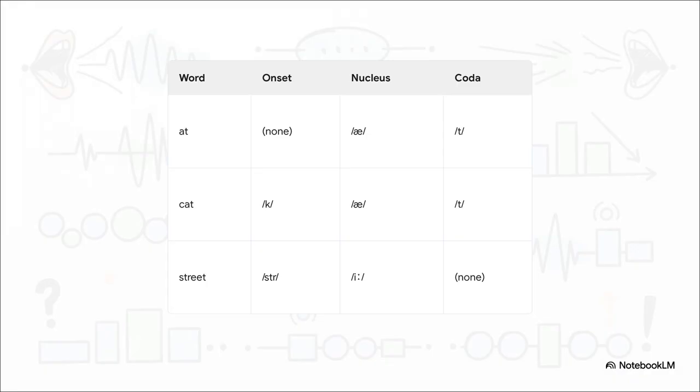Okay, let's see how this actually works. Take the word at. It doesn't have an onset, it just starts right with the nucleus, ah, and ends with the coda, t. Simple enough. But if we add a K sound as the onset, we get cat. See? Now let's get fancy. We can make the onset more complex, like stra. Change the nucleus vowel to E, and we get street. It's all just mixing and matching these three simple parts.